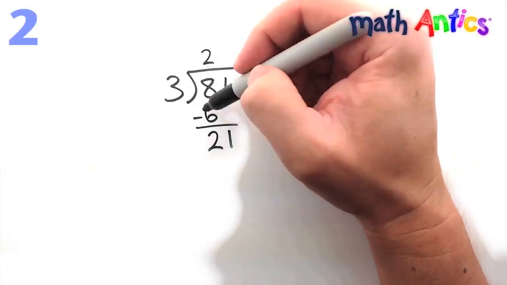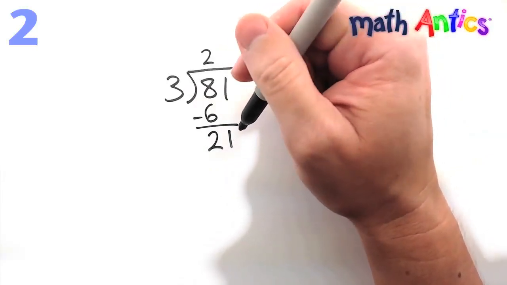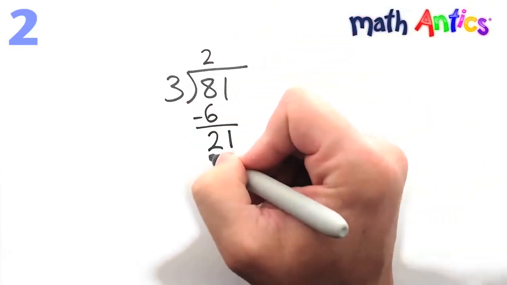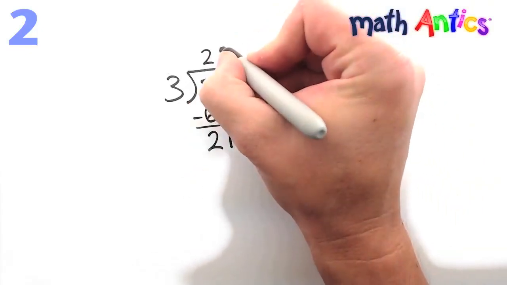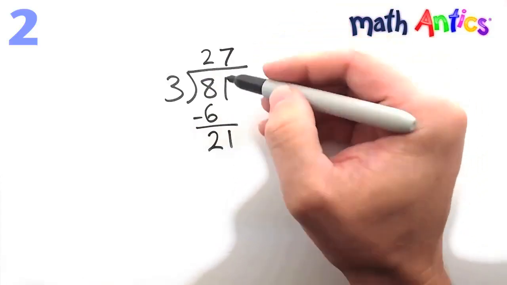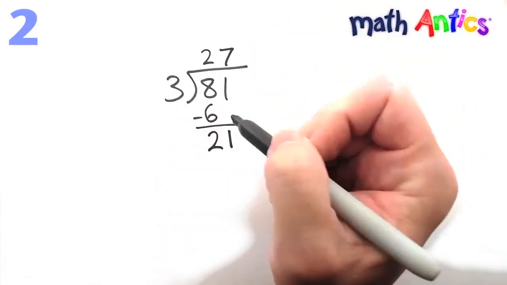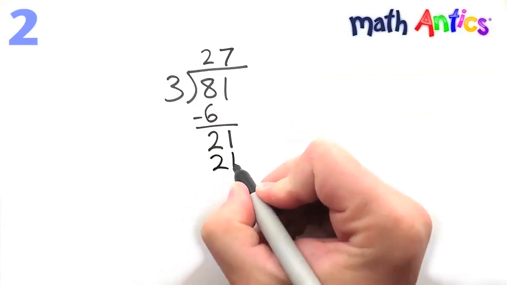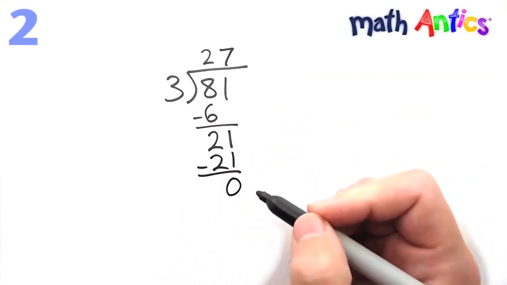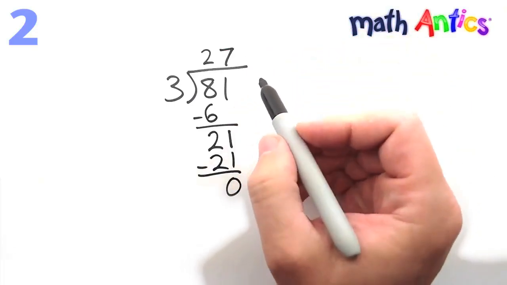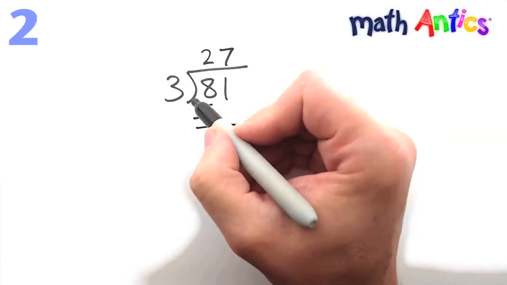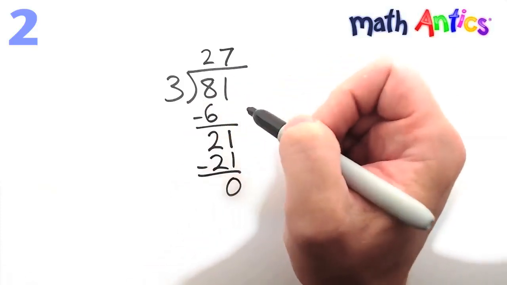So how many 3s does it take to make 21 or almost 21? And you should remember that 3 times 7 equals 21. So we know that 7 3s will be 21. So we put that in the answer line, lined up with the 1. And then we do 7 times 3, 21, and we subtract it from that. And we have 0 as our remainder. So we don't need to put a remainder in the answer line because it's 0. So we see that 81 divided by 3 equals 27.